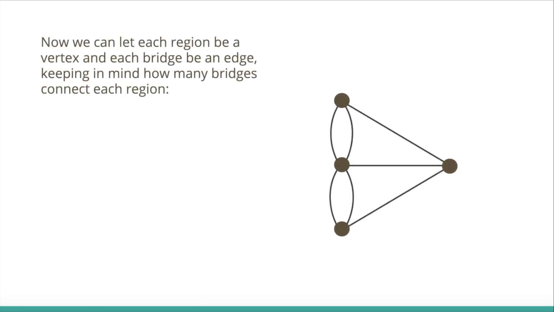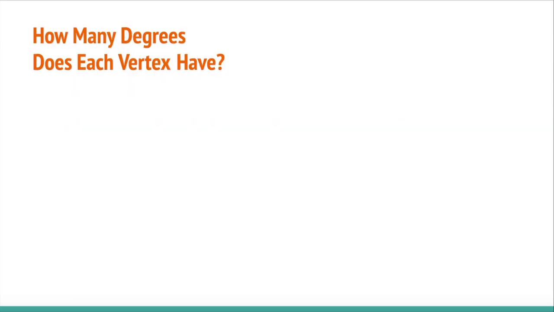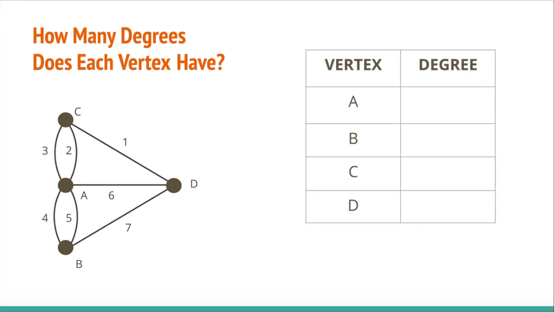So now we can let each region be a vertex, let each bridge be an edge, keeping in mind how many bridges connect each region. So we can relabel all of our bridges and regions, and we retain the original positioning. So A is connected to B by 2 bridges, C by 2 bridges, and D by 1 bridge, etc. So how many degrees does each vertex have? Well, if we look at our drawing and count our vertex degrees, we see that vertex A has 5 degrees, B has 3, C has 3, and D has 3.